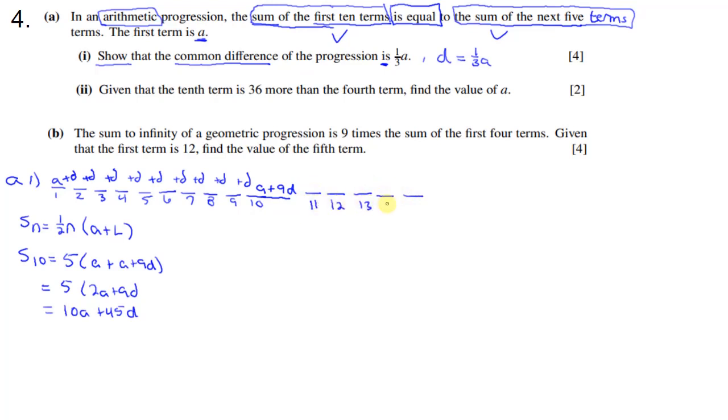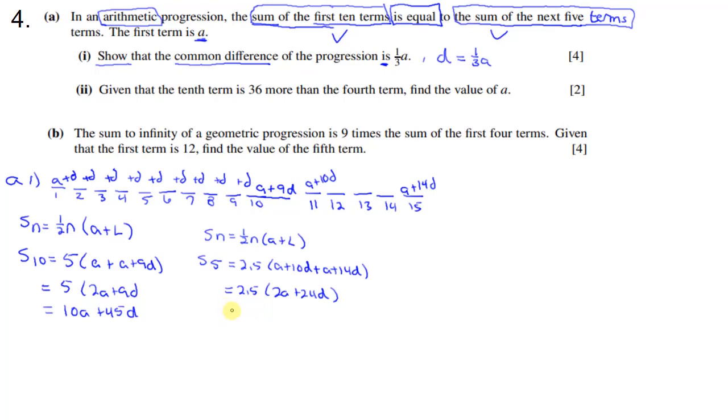That's the 11th, 12th, 13th, 14th, and 15th. And so you might see a pattern now that it's always going to be one less D than the number term it is. And so the first term is going to be A plus 10D. And then the 15th term, or the 5th term in this case, is going to be A plus 14D. And so now all I got to do is combine like terms again. I get 2A plus 24D, multiply by 2.5, and I get 5A plus 60D.